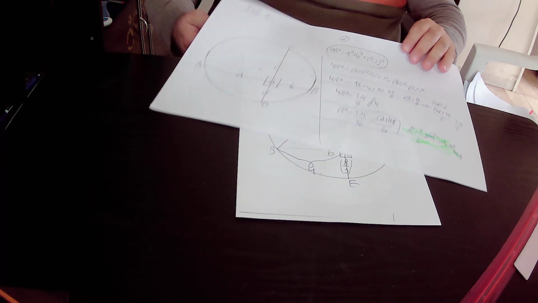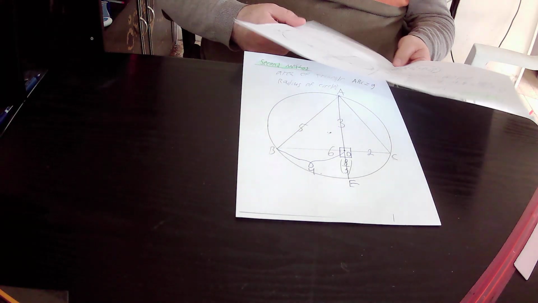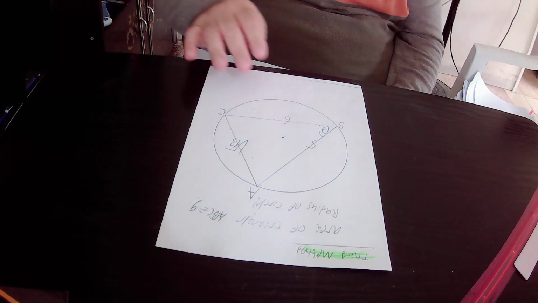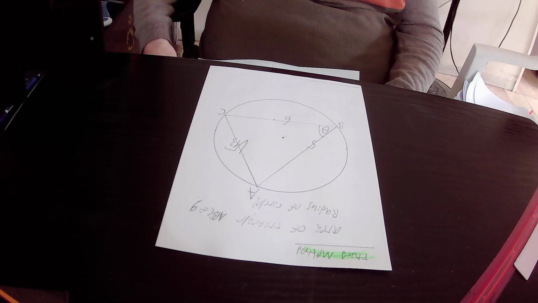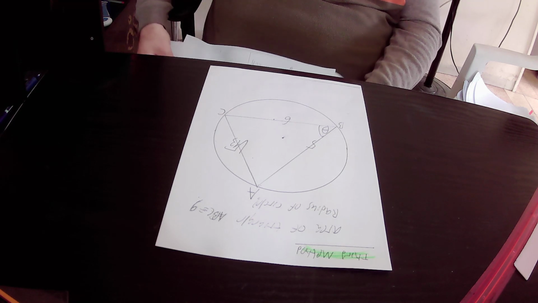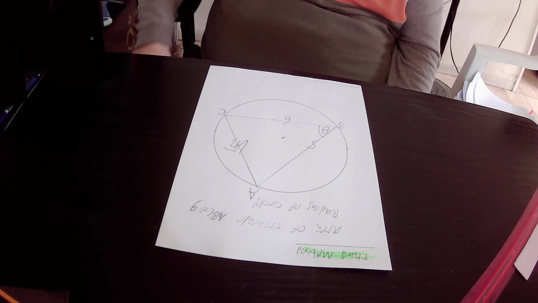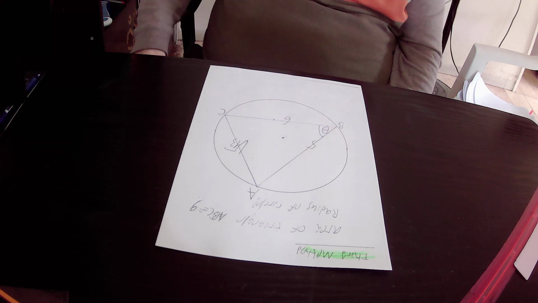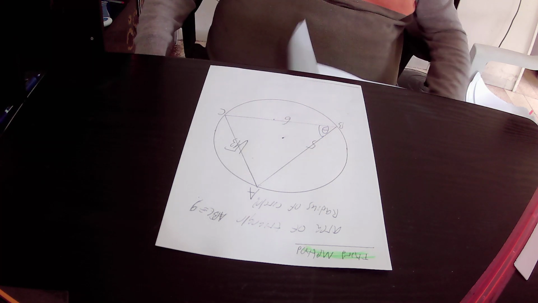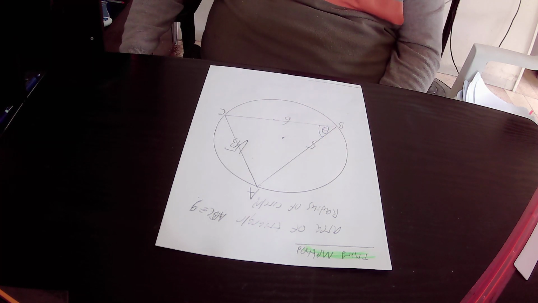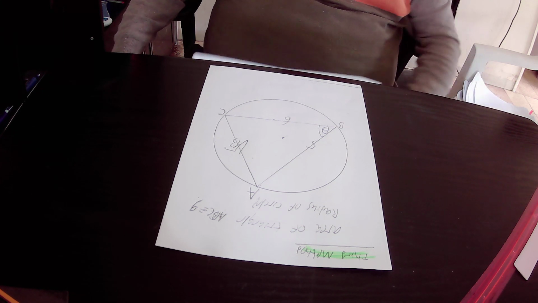Then I presented to you how to find the radius of this circle that circumscribes triangle ABC according to the first method. In the first method, we defined angle ABC as theta.